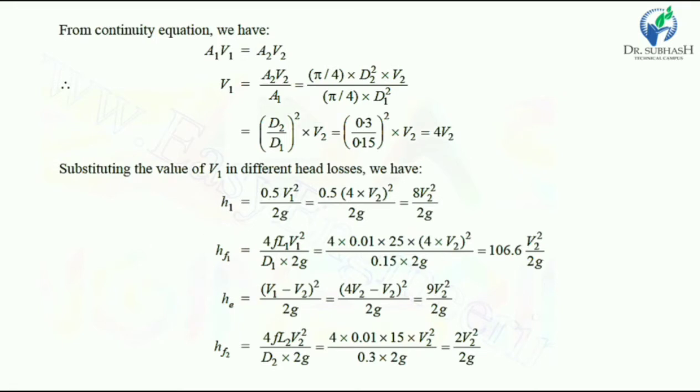Now, sudden enlargement is V1 minus V2 square upon 2G. So here put the value of V1 in the form of V2, and we get 9 V2 square upon 2G. Here HF2 means the head loss due to friction for section 2 of the pipe. Here length, velocity and diameter, here V2, so no other kind of value is needed. We take all values in the form of V2, and here we get the value 2 V2 square upon 2G.